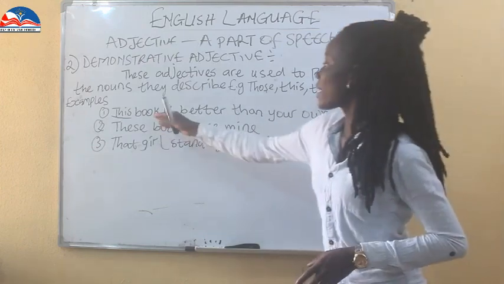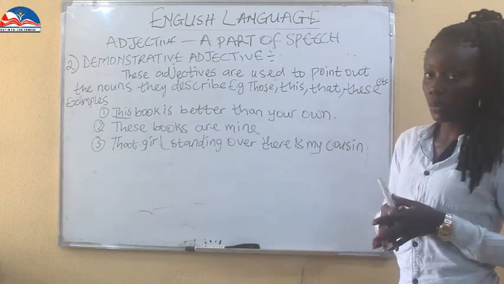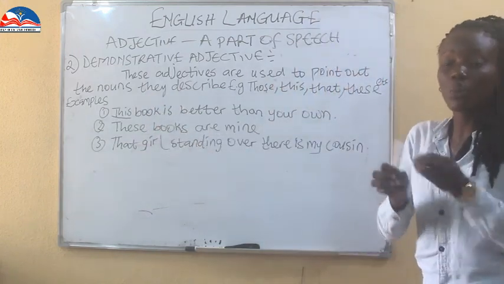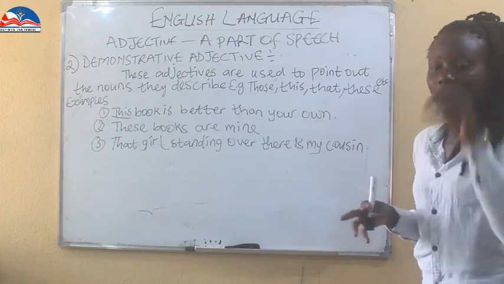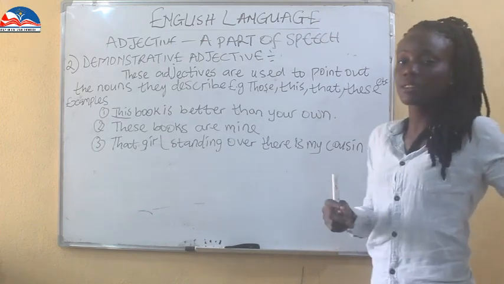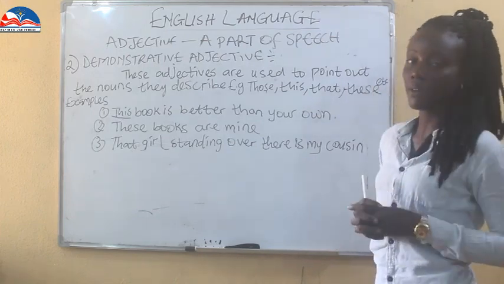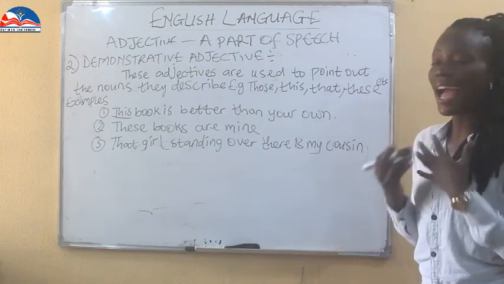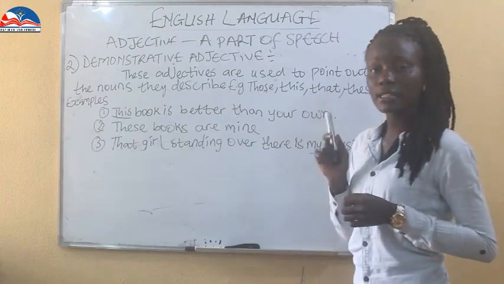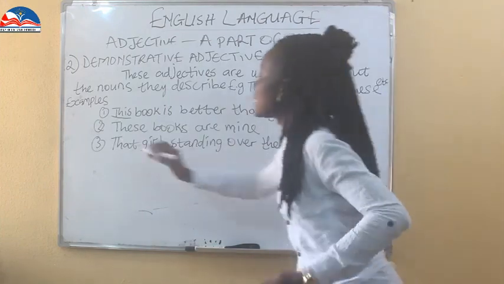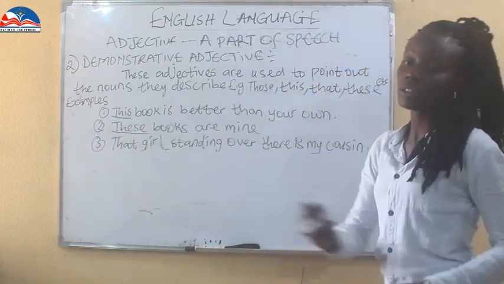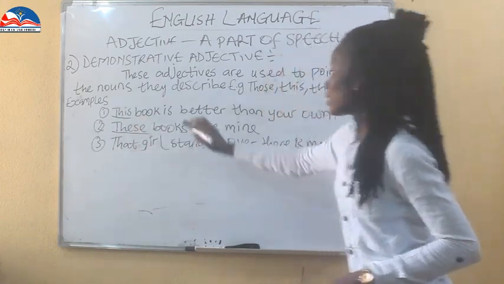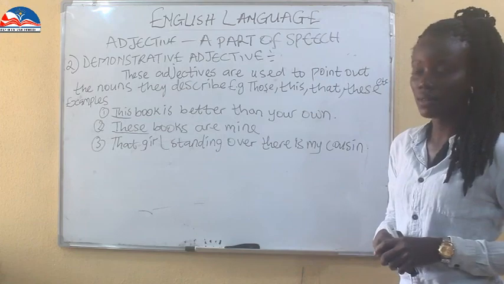So now we are talking about a noun, the book. This now, it is used to what? To point out the book we are talking about. This book is better than the person's book we are referring to. The second one, these books are mine. These is a demonstrative adjective. It is used to point out the noun we are describing.